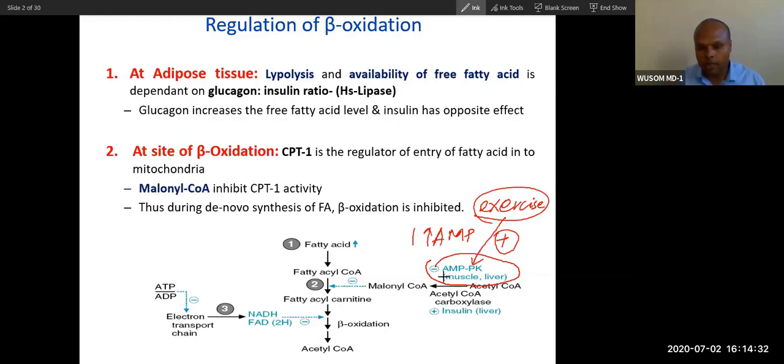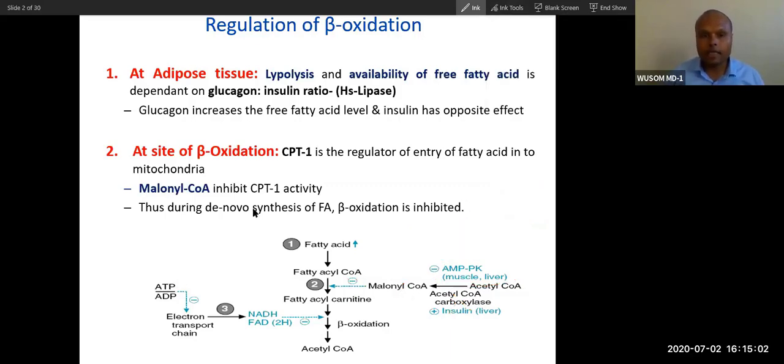Because of this, in muscle cells and other tissue, AMP kinase will be activated, and AMP kinase actually inhibits this reaction, the formation of malonyl coenzyme A. If malonyl coenzyme A is not there, CPT-1 will not be inhibited, and that is how the flow of fatty acids through the mitochondria will be easy. So you can see, exercise stimulates fatty acid oxidation through AMP kinase.